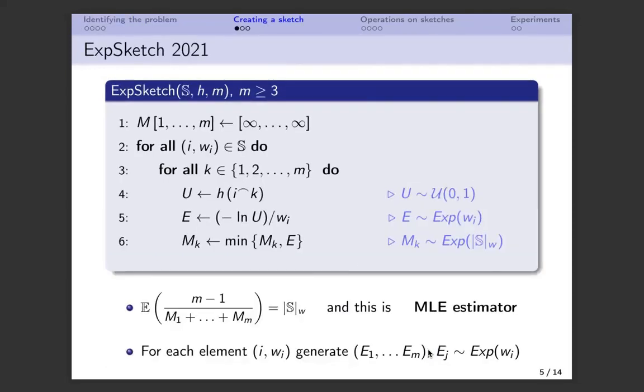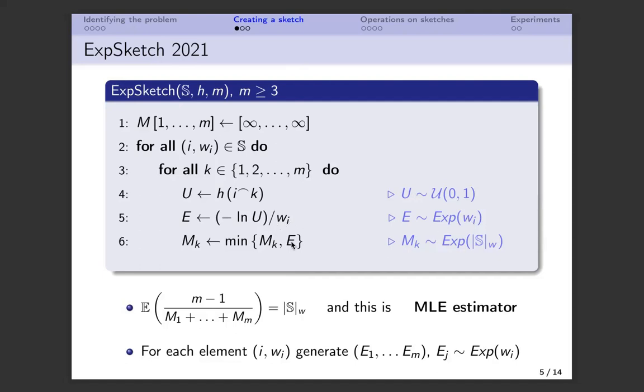In 2021, I proposed an algorithm for creating sketches called ExpSketch that is strongly based on properties of the exponential probability distribution. The idea is that for each stream element, we make m experiments. In each experiment, we compute the hash of the identifier i and the experiment number k, and consider it as a random variable U with uniform distribution. Then we use the inverse sampling theorem to transform this variable to an exponentially distributed random variable E with parameter w_i.